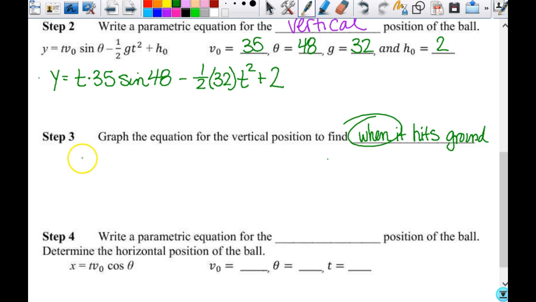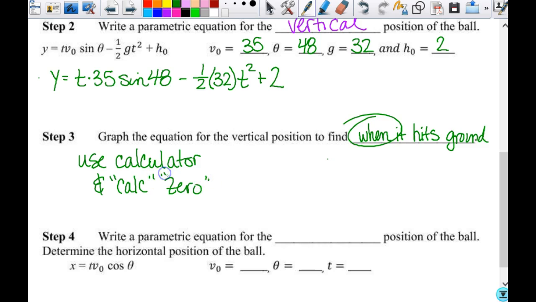Calculate 0. I want to use the calculator and calc 0. And so we get that t equals about 1.699.